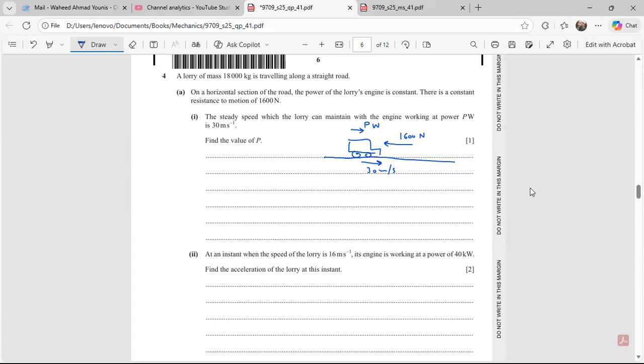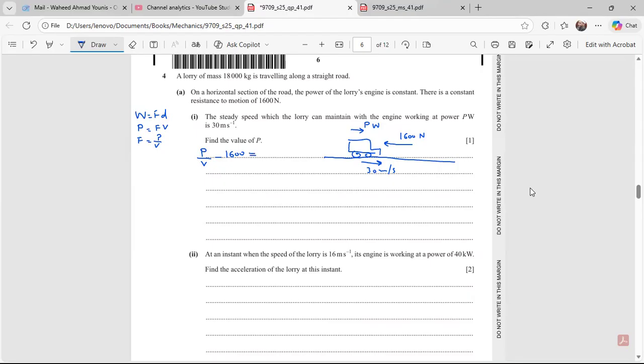If I see the free body diagram, remember we talked about it before that work is force into distance. If I divide it by time, work divided by time becomes power, and this is equal to force, and distance divided by time is speed. So from here you can see that the force is equal to power divided by speed. That gives you the force. So the force of the engine is P watts divided by its speed, minus the resistance, which is 1600 Newton. So this is the net force working on the lorry.